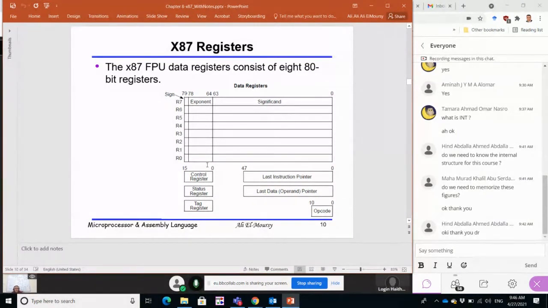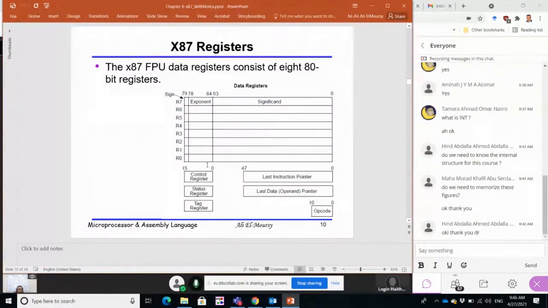What are they called? They are just named here as R0 through R7, but when you go and access them, you have to use the letter F for floating point, as we will see shortly. For the machine itself, they are called R0 till R7. So how many of them? We have 8 data registers.